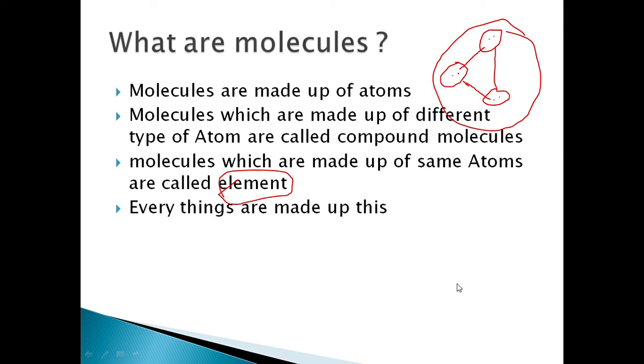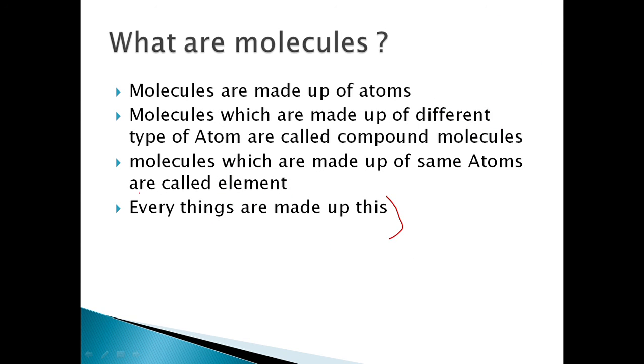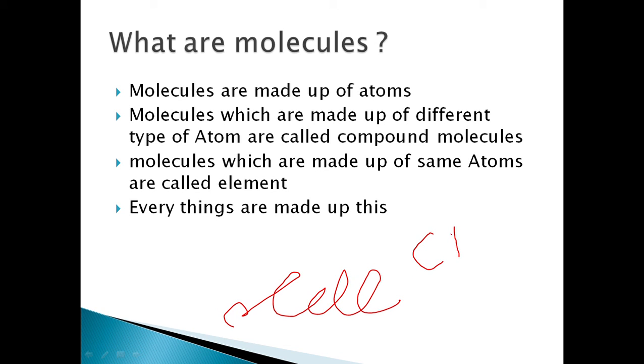Okay, and the most curious thing about this chapter is that everything is made up of molecules. Yes, that's correct. Every non-living thing is made up of molecules. But you will ask, what about the living things? What are they made up of? The smallest unit of a living thing is the cell. C-E-L-L, cell. It's called a cell. Okay, so this is the end of our video.